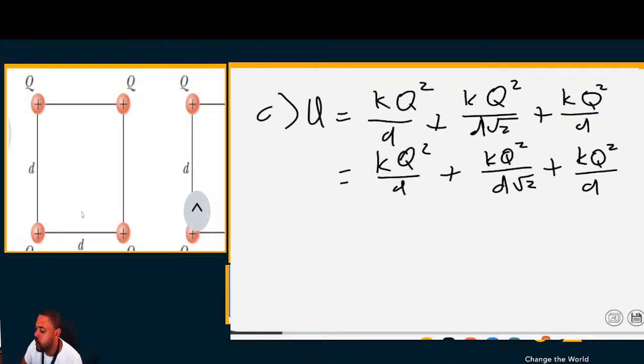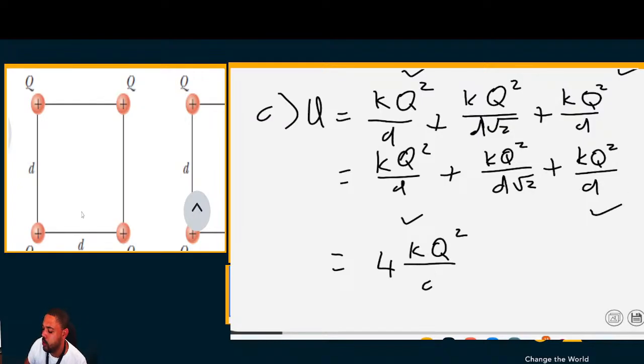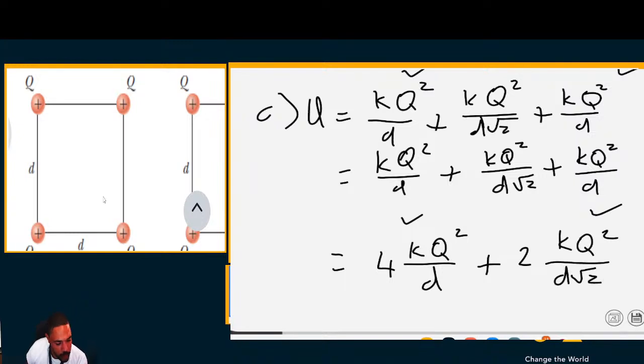So let's count them up. kq squared over d, how many are there? There's 1, 2, 3, that's 4. So it's 4kq squared over d plus 2kq squared over d square root 2. Now this is very big. So we know now that C is bigger than B, which is bigger than A.